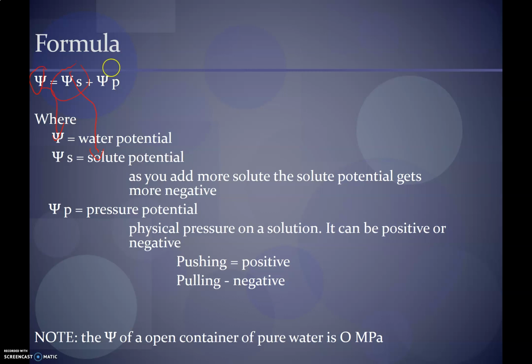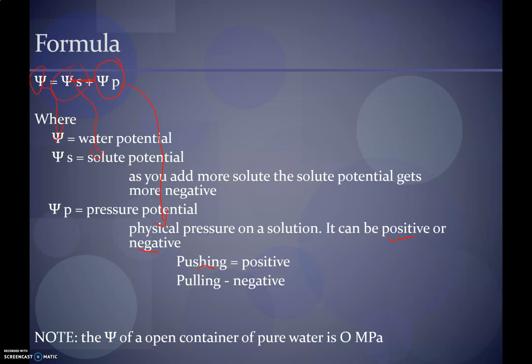Also in the formula is pressure potential. And we're going to talk about how pressure is created in a second. But there can be pressure on a solution or in a cell, and it can be positive pressure or negative pressure. If it's a pushing force, pushing outward, the pressure is positive. If it's a pulling force, or the pressure is like imploding inward, the pressure potential is a negative number. So if it's pushing outward, it's a positive number. If pulling inward, it's a negative number.